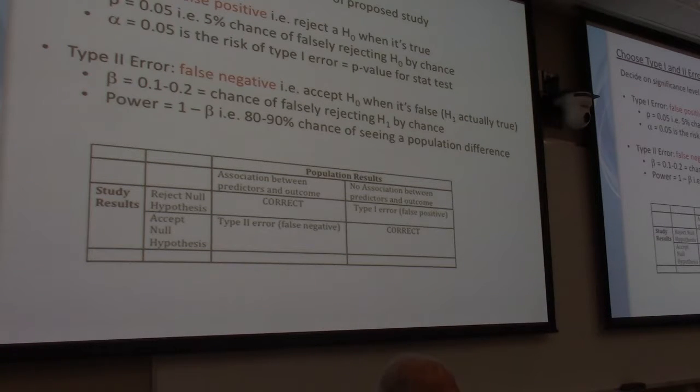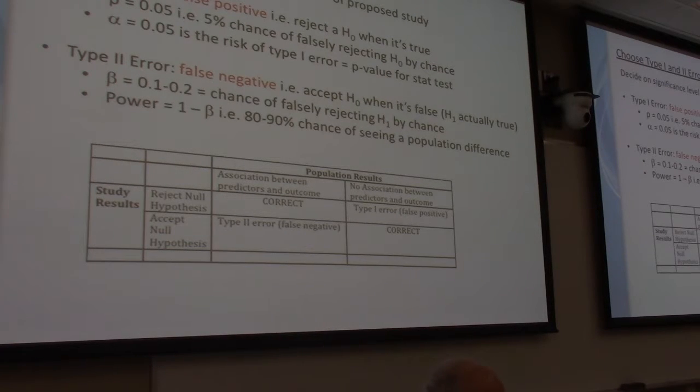Type 2 error rate is just the opposite. It's a false negative. I accept the null hypothesis. I say there is no difference, when in fact there is a difference. H1 is true. And just to confuse you, we refer to the beta, which is the type 2 error rate, just like the alpha is the type 1 error rate. And we usually say we're willing to live with a 10 or 20% beta. So we're willing to live with a 10 or 20% false negative rate.